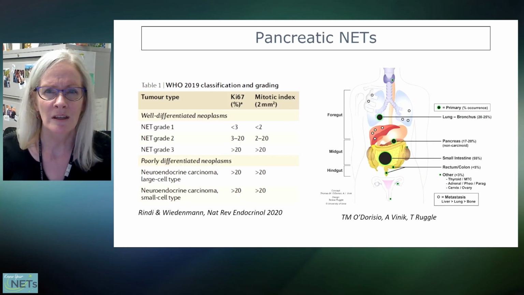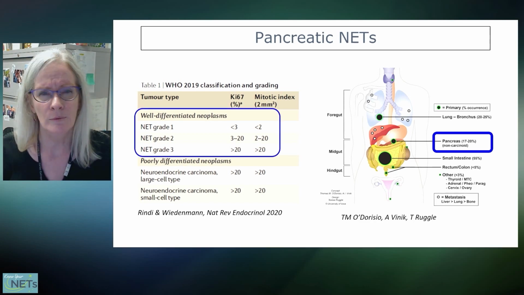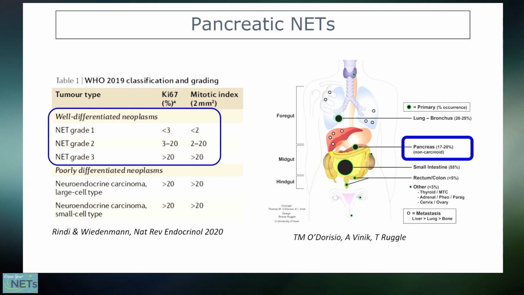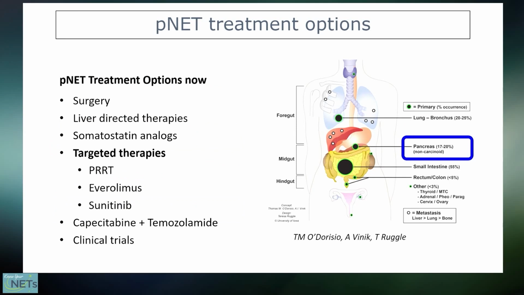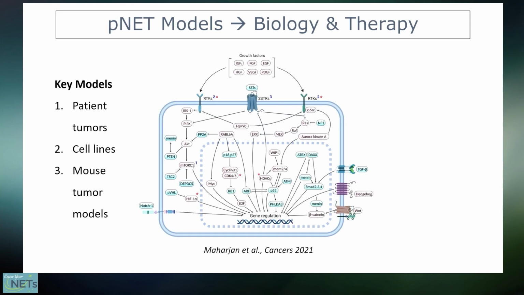So we all know that neuroendocrine tumors arise throughout the body, and my talk today is going to focus on pancreatic neuroendocrine tumors, particularly the grades 1 through 3, which are well differentiated and represent the majority of PNETs that are seen in patients. For those tumors, treatments have expanded beyond surgery and somatostatin analogs to include PRRT and other targeted therapies like everolimus.